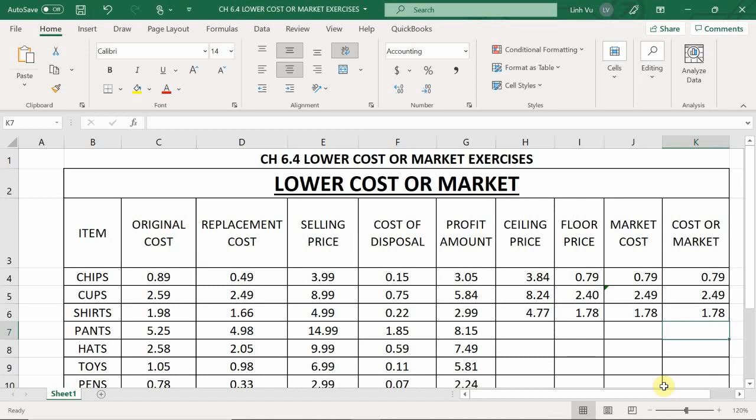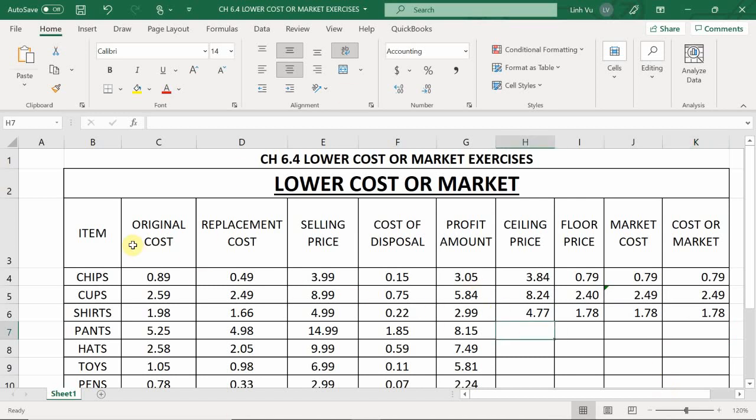Okay. So then let's talk about pants, right? We purchased some pants at $5.25 each. To replace it is going to be $4.98. I sell it for $14.99. To dispose, it's going to cost me $1.85, and my amount of profit is going to be $8.15.